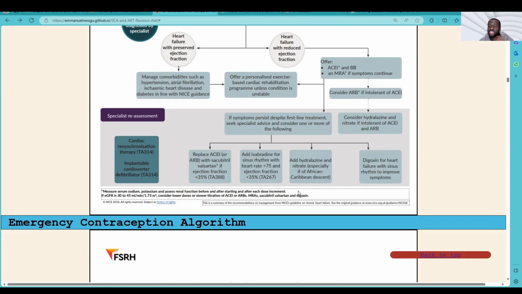So be very careful, as digoxin is a dangerous drug. Sacubitril valsartan is an ARB combined with sacubitril.